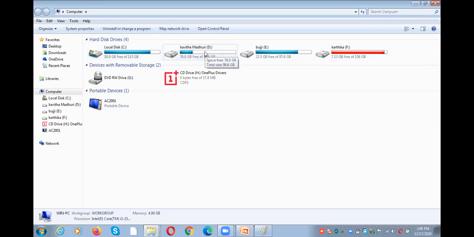Or you want to go for only C and D, it is your wish. Or you want to go for C, D, E. You want to partition the entire disk into only 3 partitions, then it is your wish, right?